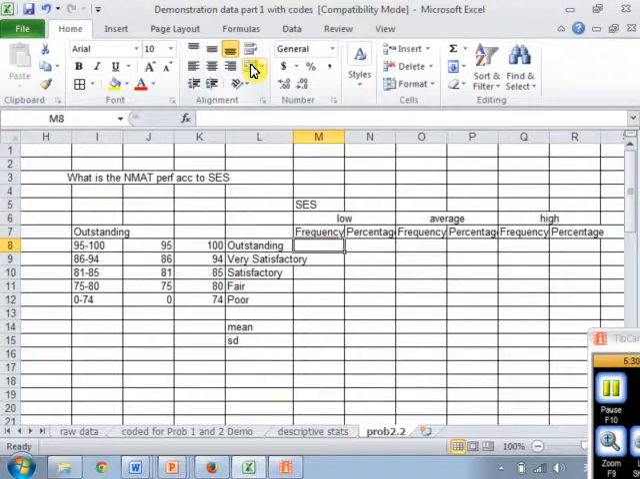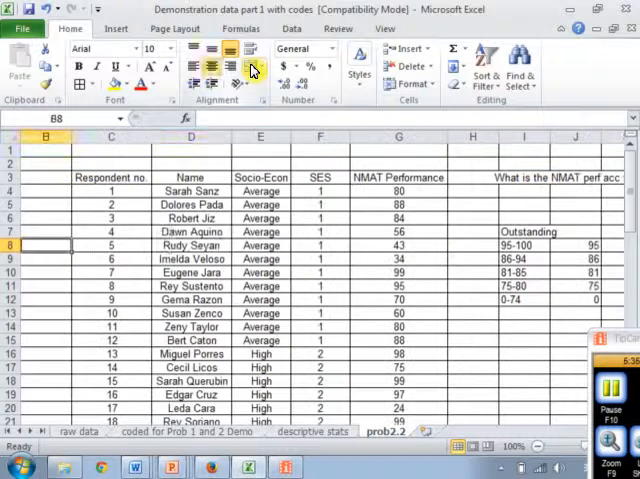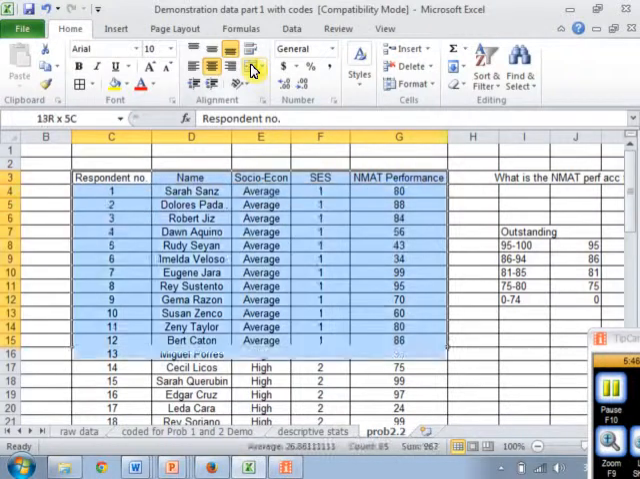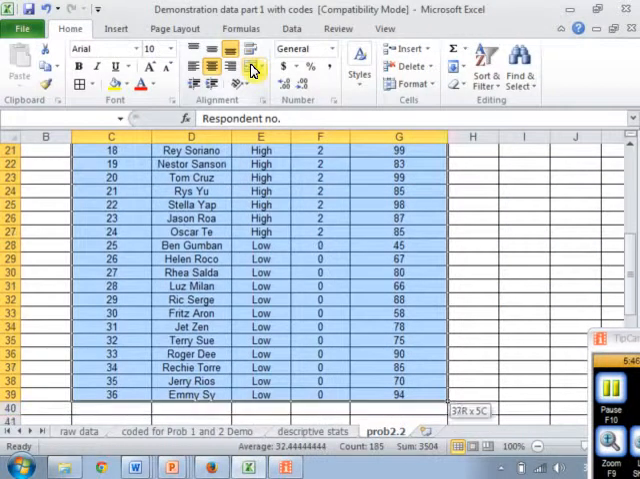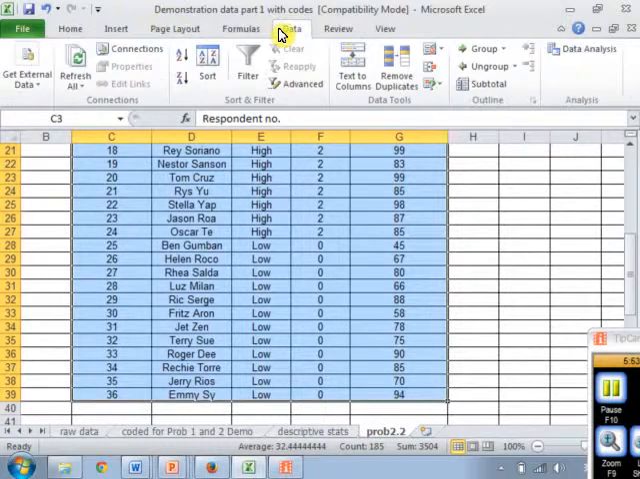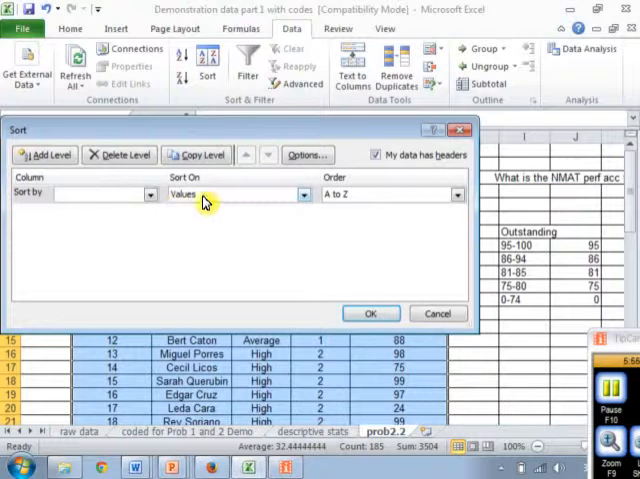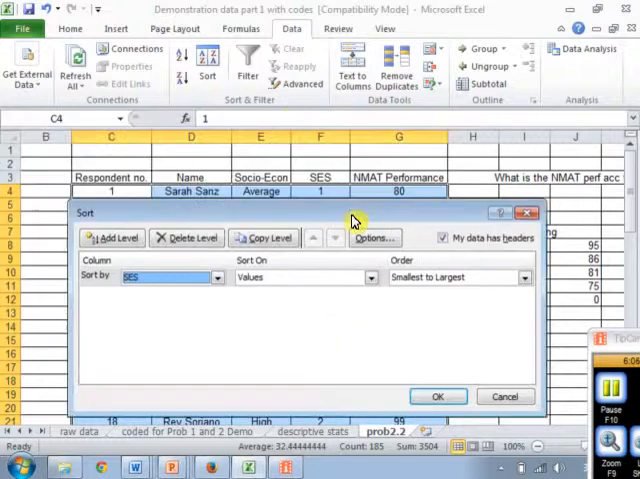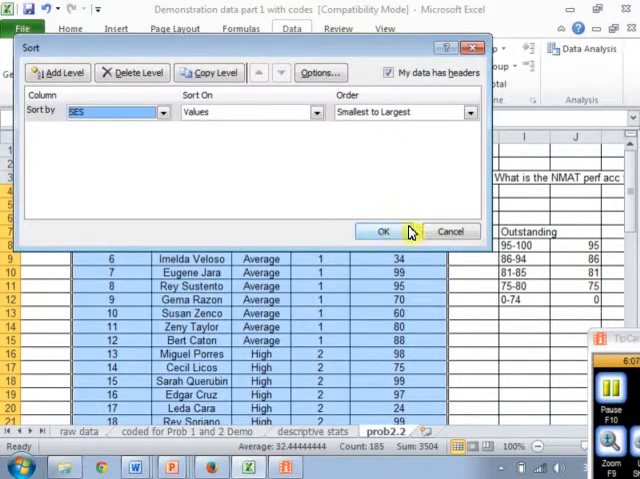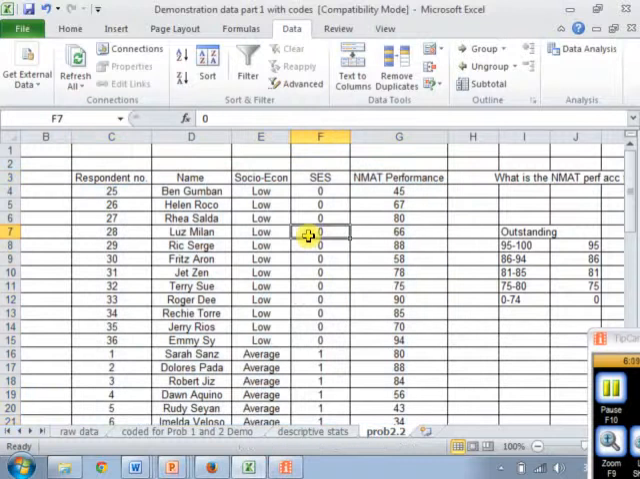Okay. So what will we do first? Because I wanted to look at the low, we wanted to arrange them, right? We wanted to arrange this. What did we say? You sort. Very good. We go to Data, then we go to sort. Sort by what? Socio-economic. SES is the code, right? Okay, it can also be from lowest to highest.